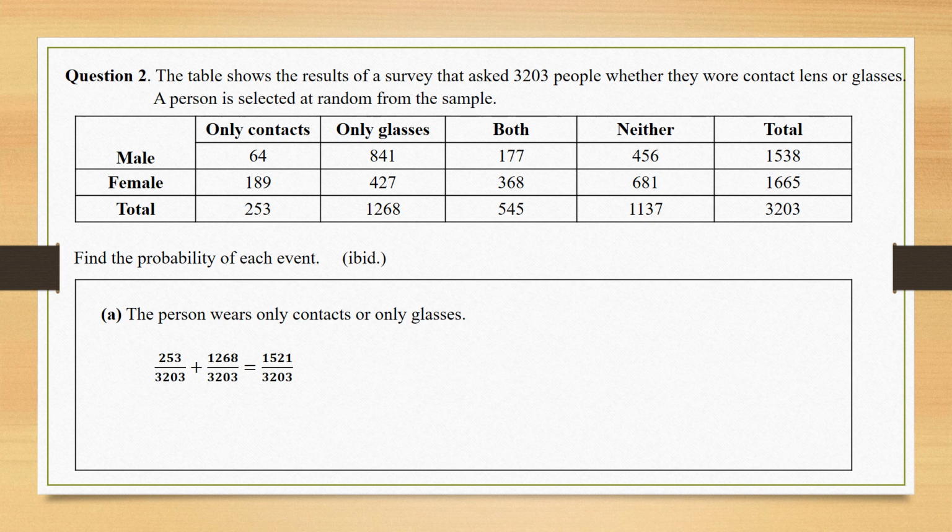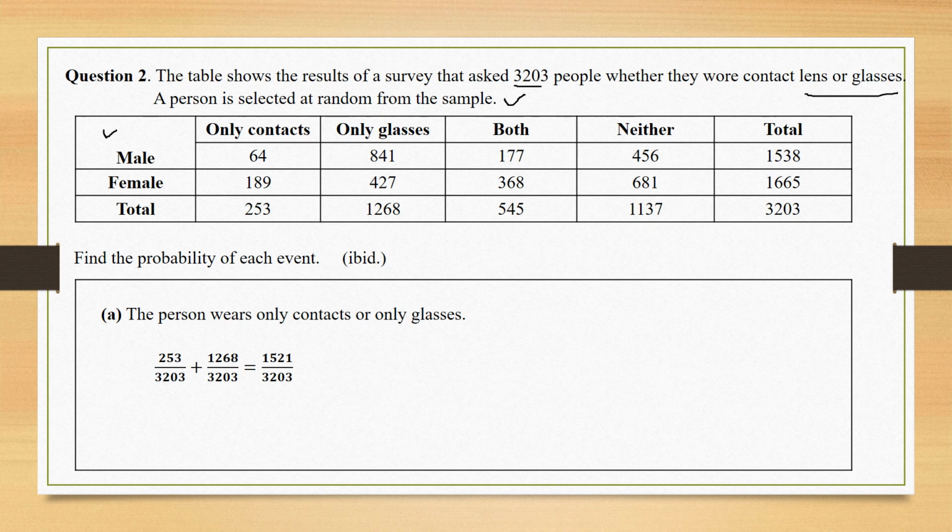Now my dear student, let's have a look at the second question. The table shows the result of a survey that asked 3203 people whether they wore contact lenses or glasses. A person is selected at random from the sample. So, my dear student, the table is given. Here we have 4 different categories.